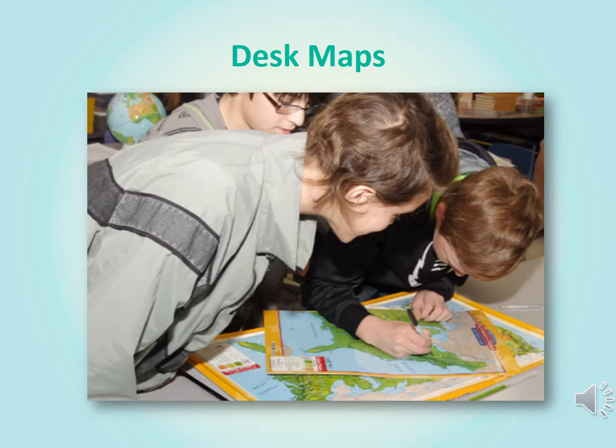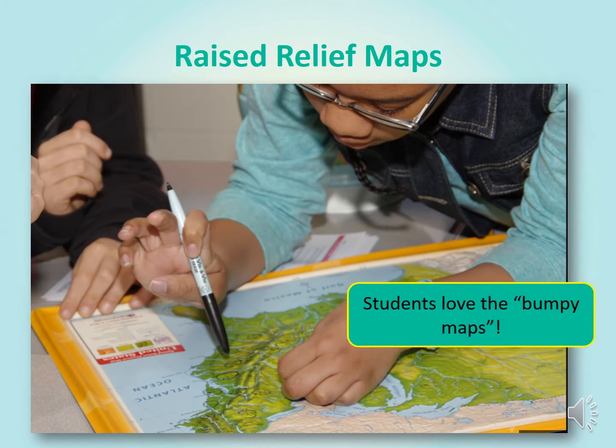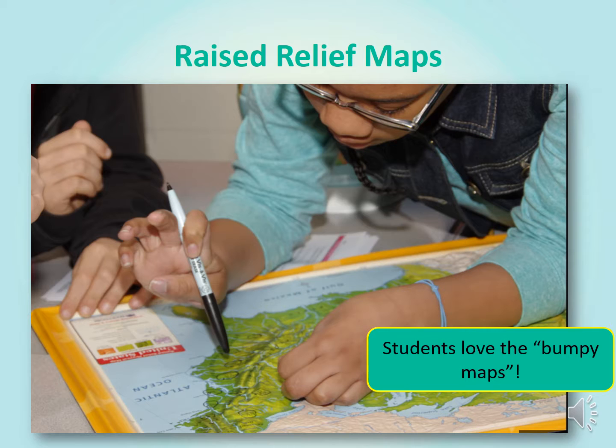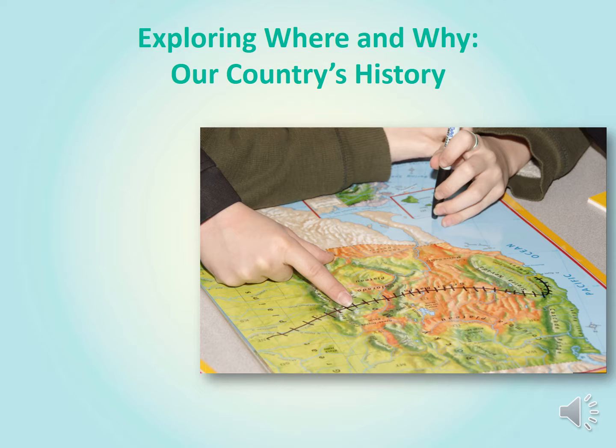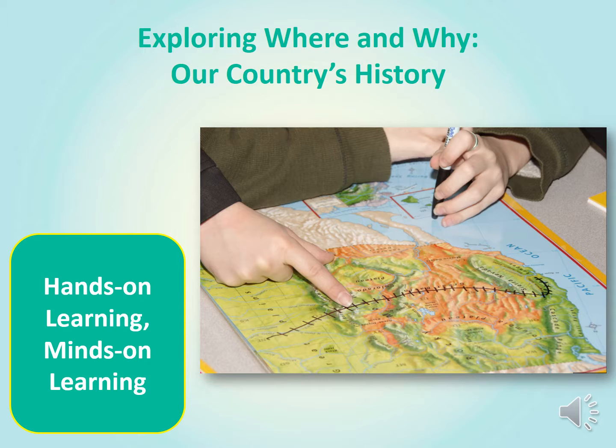You also, in your Exploring Where and Why program, receive 15 double-sided desk maps. These desk maps have the United States and Central America on one side, and the Caribbean, Europe, and the world on the other. The raised relief maps, or bumpy maps as students like to call them, are a huge hit with students. There are 6 raised relief maps of the United States as part of your program. Exploring Where and Why program, Our Country's History, is a hands-on, minds-on learning experience for your students.